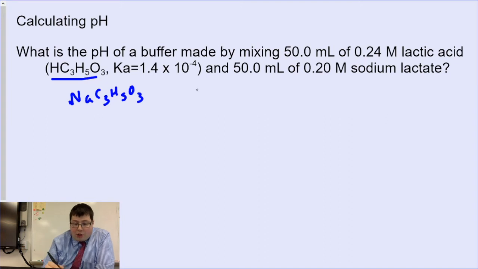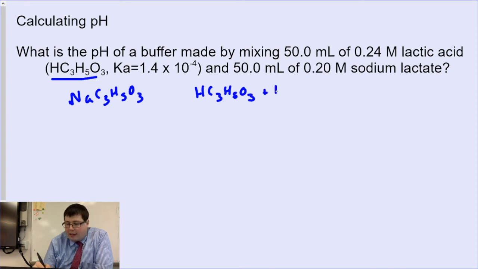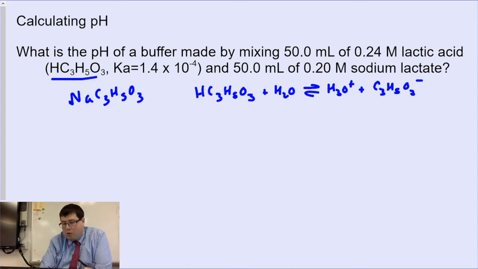And that's going to form a reaction. We can write this as a hydrolysis. So we have our lactic acid plus water in equilibrium with H3O plus and our lactate. I'm not going to write the sodium, I'm just going to write C3H5O3 minus. Now, to calculate this pH, because it's a weak acid, weak base equilibrium, we're going to use an ICE table.